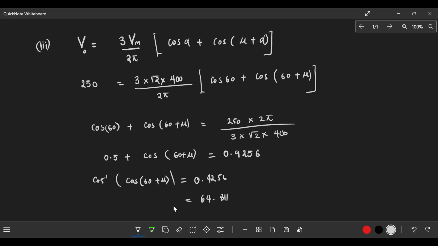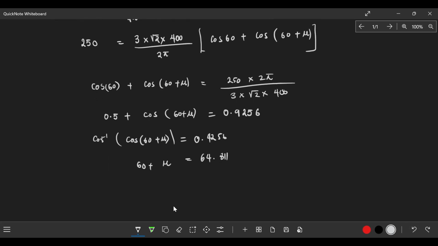So mu will be equal to 64.811 minus 60. You see that mu will just be equal to 4.811, just 4.81 degrees. So this is the overlap angle. Any question?